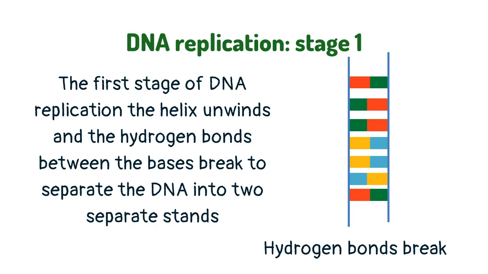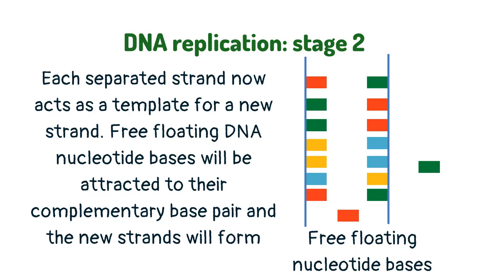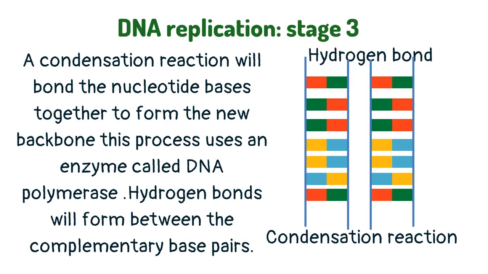In the first stage of DNA replication, the helix unwinds and the hydrogen bonds between the bases break to separate the DNA into two separate strands. Each separated strand now acts as a template for a new strand. Free-floating DNA nucleotide bases will be attracted to their complementary base pair and the new strands will form. A condensation reaction will bond the nucleotide bases together to form the new backbone.